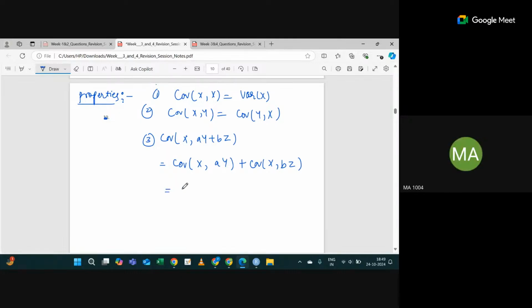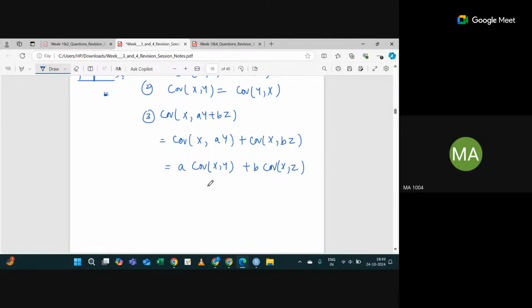Similarly, I can write a times covariance of x comma y plus b times covariance of x comma z. So what is the meaning of these two properties? If you have been given these two and you have been asked this part, you can apply it this way. Okay, then you can proceed.